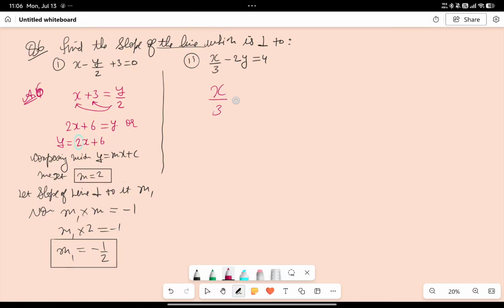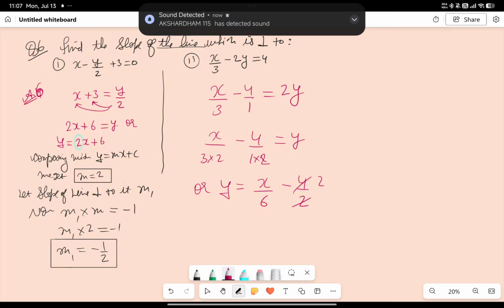Write down x over 3 minus 4 over 1 equal to 2y. I have done nothing. I have shifted this 2 to the right hand side and this 4 to the left hand side, so the sign gets changed. Okay. Now sending this 2 here, x over 3 into 2 minus 4 over 1 into 2 is equal to y, or you can say that y is equal to x over 6 minus 4 over 2. This cancels out.